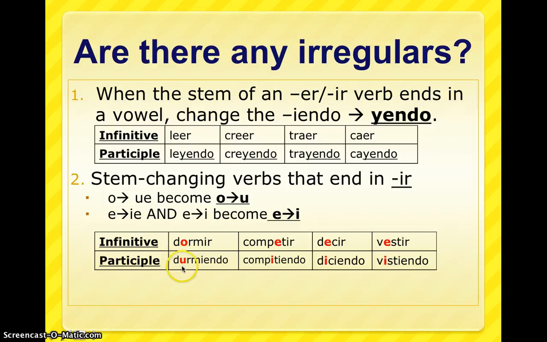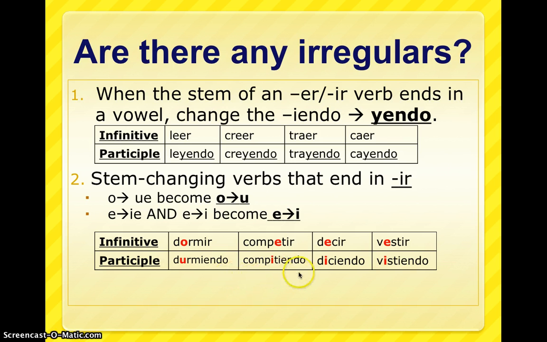So we change the O to a U in our stem, and then we go back and we add our ending for the present participle. So we end up with durmiendo. We could say está durmiendo. He is sleeping right now.